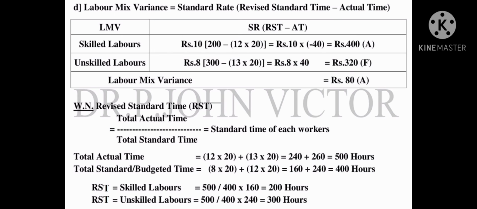Before going for the solution, we have to calculate the revised standard time, and only then may we go for other things. To calculate the revised standard time, we have to identify the total actual time and total standard or budget time. If we go like this, it becomes very easy to calculate the RST, that is revised standard time. Finally we get the labor mix variance rupees 80 adverse.